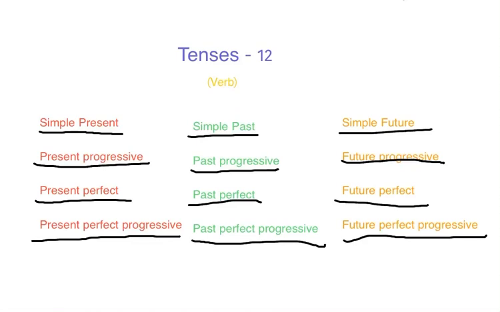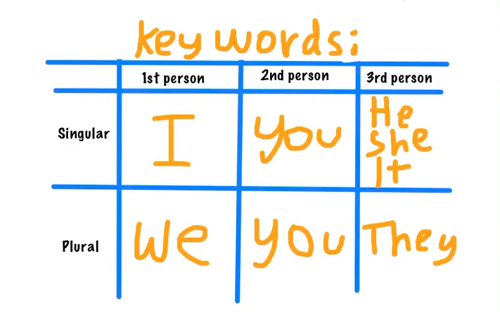The other topic is going to be about the first person, the second person, and the third person. So let's do some keywords for the first, second, and third person. They can come in two types, singular and plural. Singular means there's only one of something, and plural means there's more than one of something.